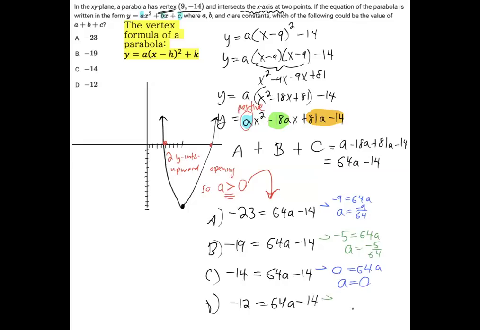If we add 14 to both sides, we get 2 equals 64a, divided by 64, and you get a is 1 over 32, which is a positive number, and that is our answer. So this will be correct, which is D for this question.